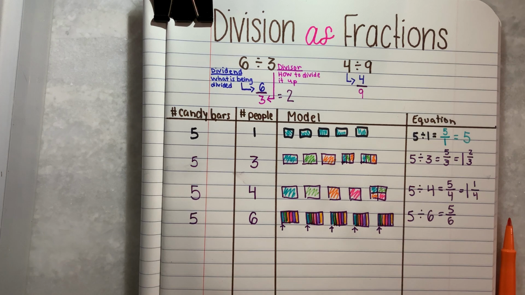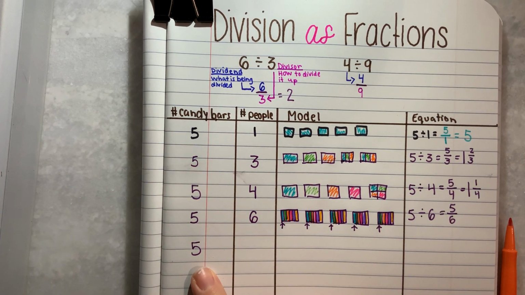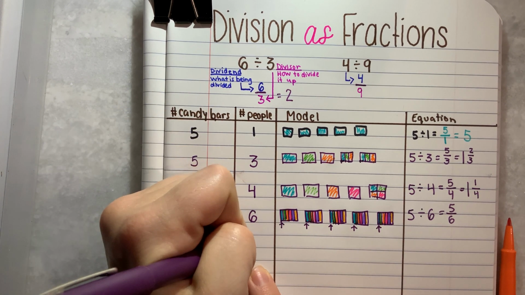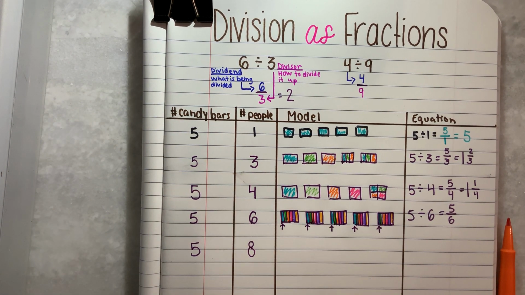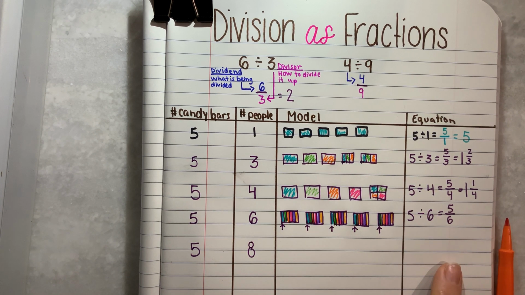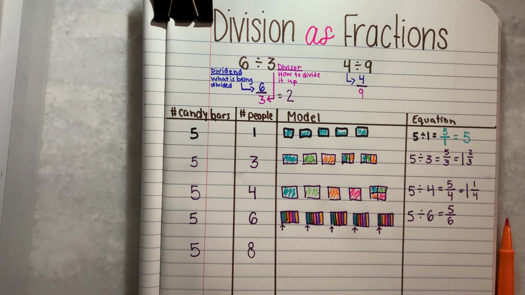All right, now for this last one, I want you to try. If you have 5 candy bars and you want to share them equally amongst 8 people, please do your model and write your equation. Then you'll continue on to check your work.